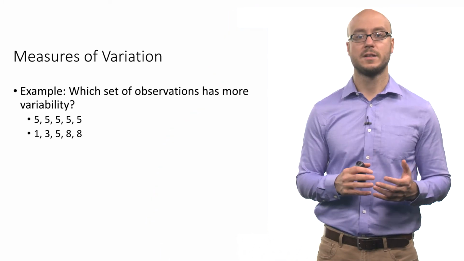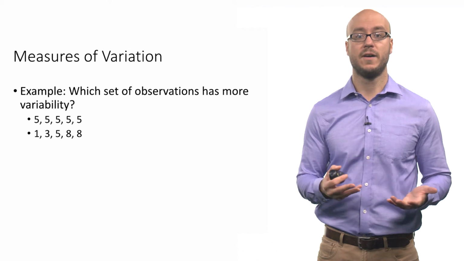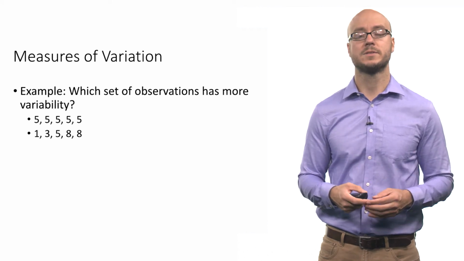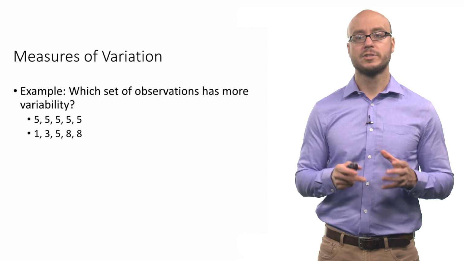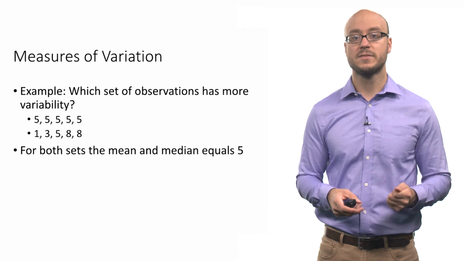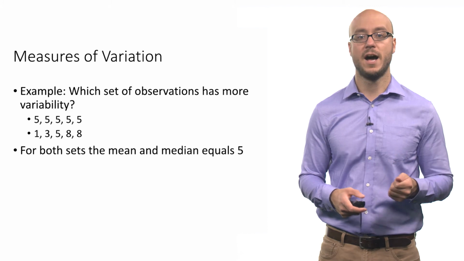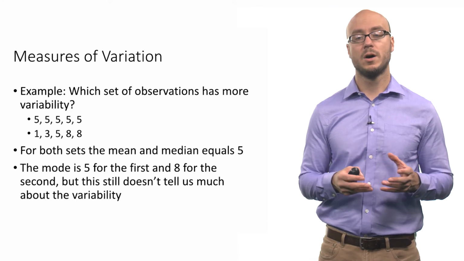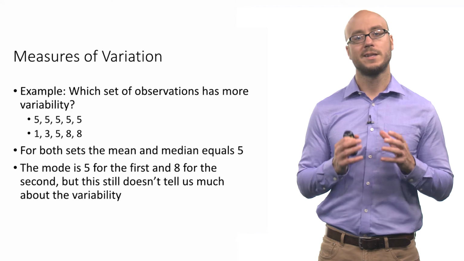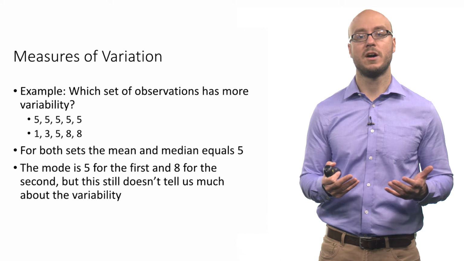If you talk to most people, they will say, well, the second set of observations has more variability. The first set of observations, there's no variation because the numbers are all the same. It's 5, 5, 5, 5, 5. However, if you look at measures of central tendency, you'll see that for both of these data sets, the mean is 5, and for both of these data sets, the median, or the 50th percentile, is also 5. In a similar fashion, if you look at the mode, it differs somewhat, but the mode is still not giving you much information about how spread out these two sets of observations are.